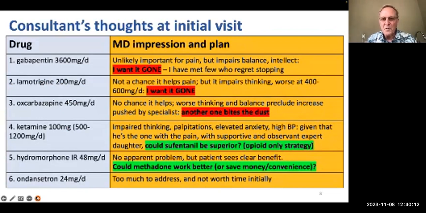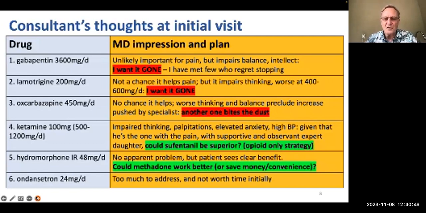And the same thing for lamotrigine, he couldn't identify any benefit from it. With oxcarbazepine, he was being encouraged to increase the dose, which was, from my point of view, completely irrational. And I just challenged him, either taper it rapidly over a few days or stop it cold if you want, and gave him my email and telephone number. And ketamine, he had a somewhat higher opinion of it, but it was clearly impairing his thinking and causing anxiety and high blood pressure. And he preferred sufentanil.